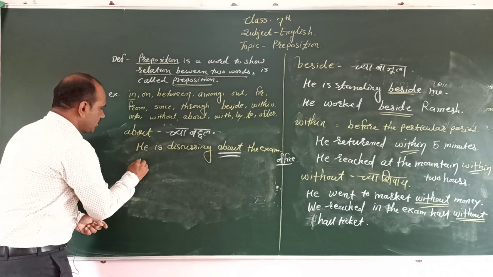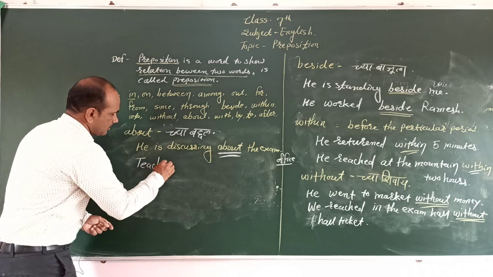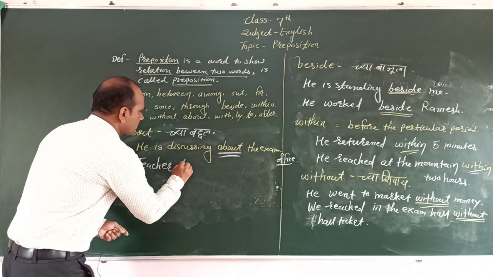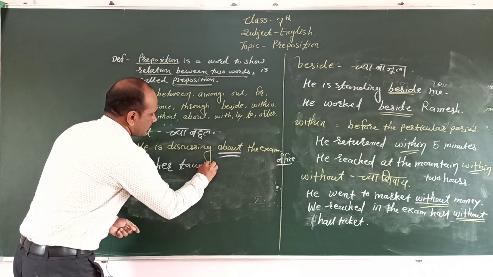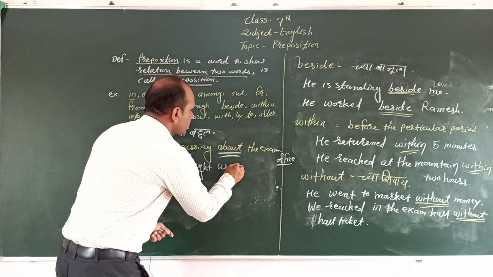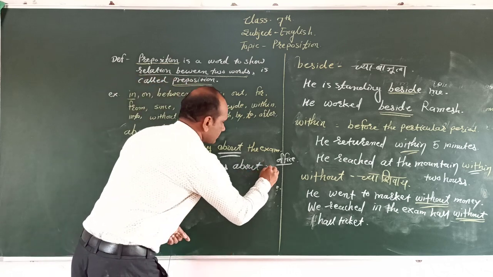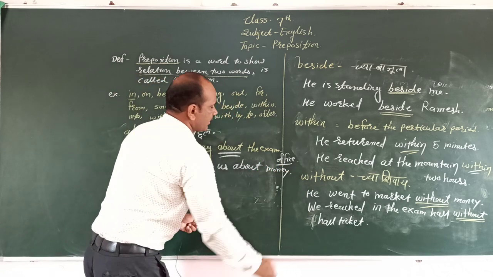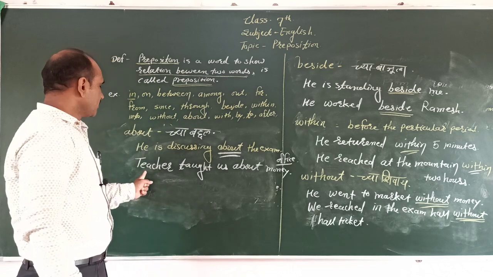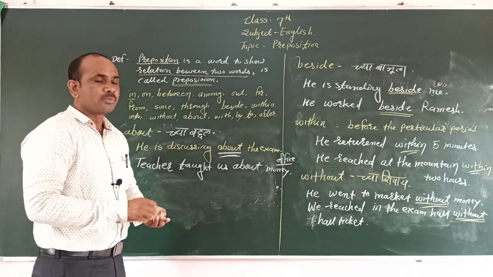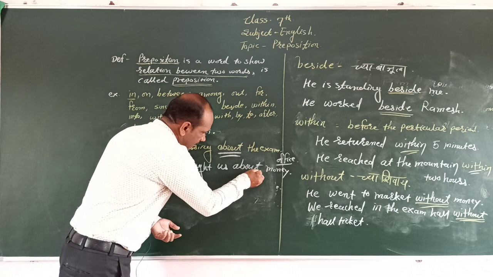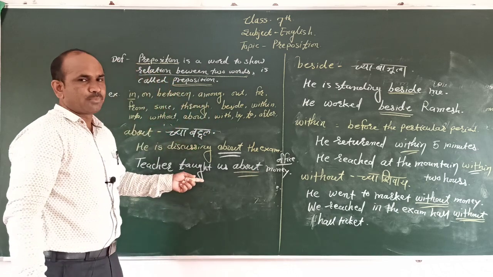Another example: teacher taught us about money. Listen, one example we write here, teacher taught us about money. We underlined here, about is a preposition.